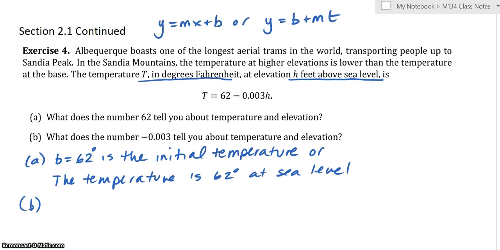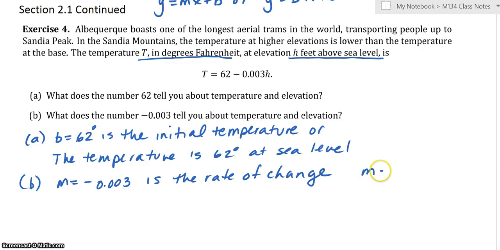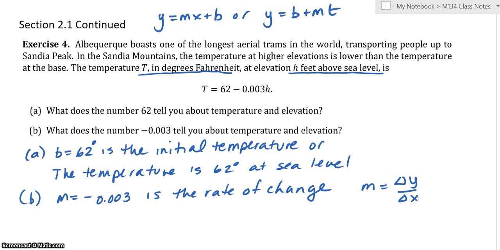This number, if you remember, is in front of the variable. That is the m, which is the rate of change, or as we're going to see in the next example, the slope. And if you remember, the rate of change, which is called m, is the change of y over the change of x, and the y, or in this case, the change of T, the y is the T, and the x is the h.